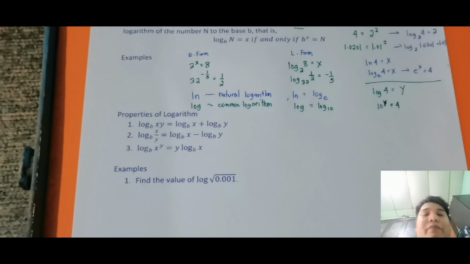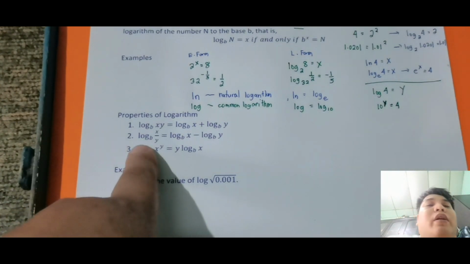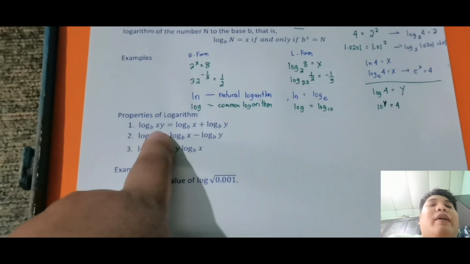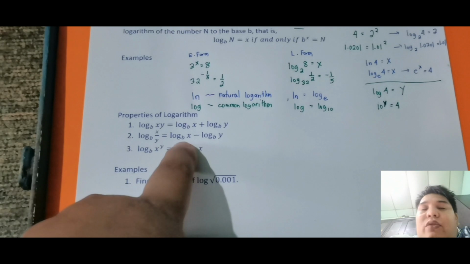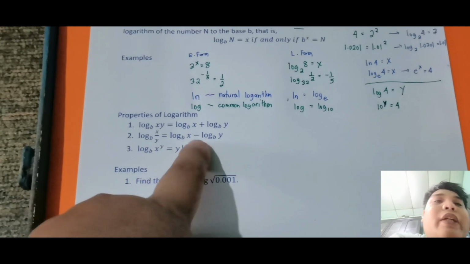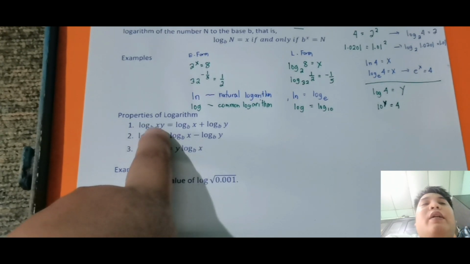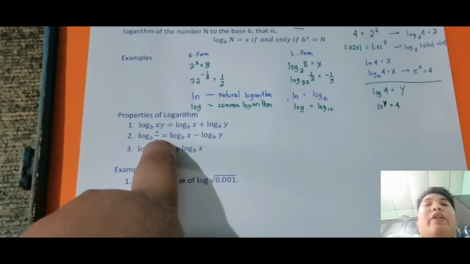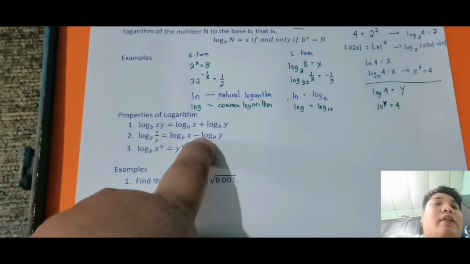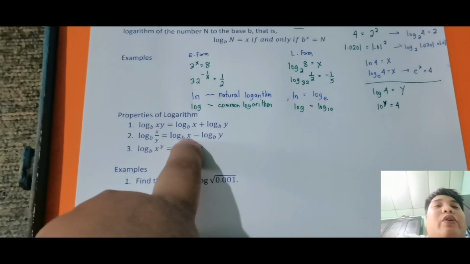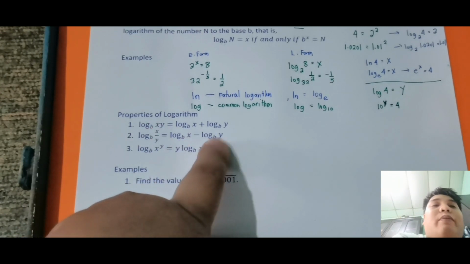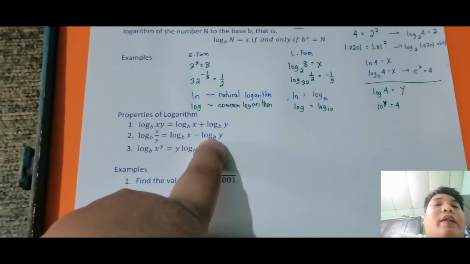Okay? So, next is logarithm of x over y to the base b is equal to logarithm of x to the base b minus. So kanina sa product naging plus. So sa division or sa quotient, that is minus. Okay, then syempre sino yung unang variable, siya yung mauna dito. Okay, then minus logarithm of y to the base b.